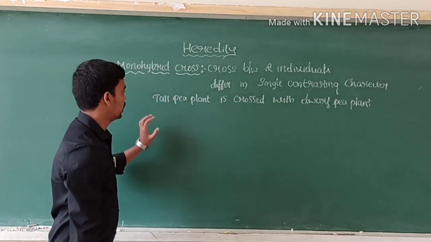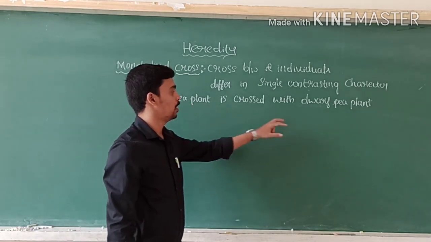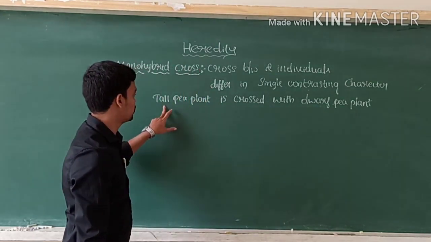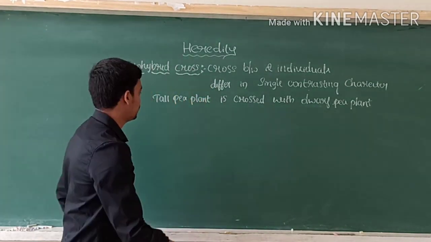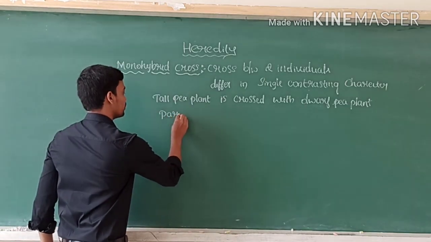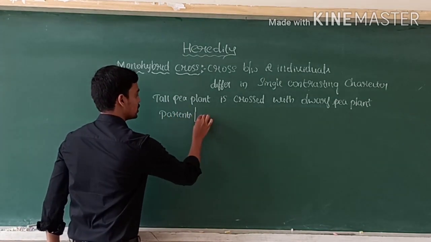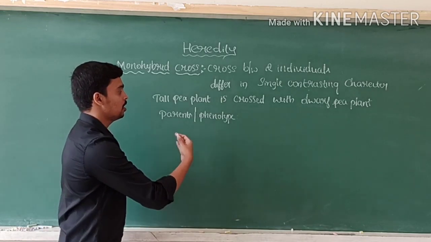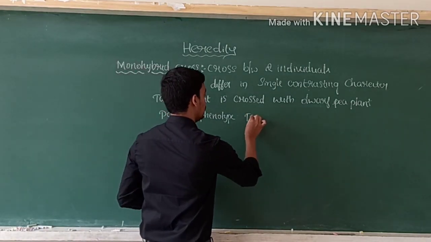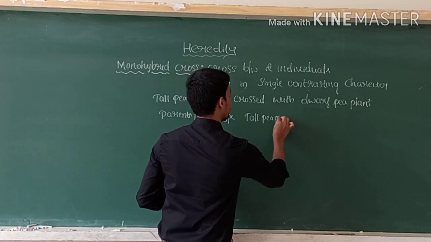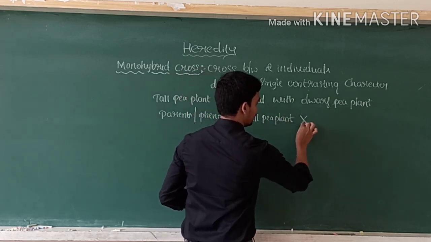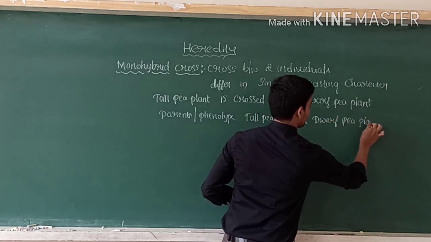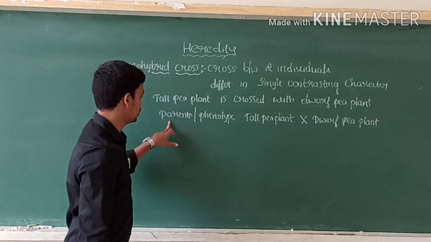So what happens when a cross is made between a tall pea plant and a dwarf pea plant? Here tall is the dominant character and dwarf is the recessive character. They both are paired, the tall pea plant as well as the dwarf pea plant. That first one is parents, or in other words, it is called phenotype. Phenotype is external morphology. That is, a tall pea plant is crossed with a dwarf pea plant. It is the phenotype and parents.